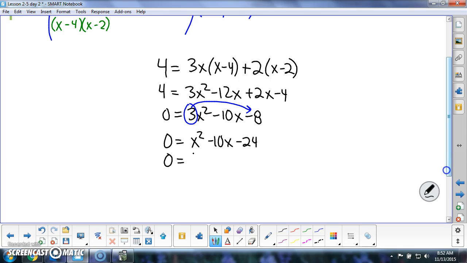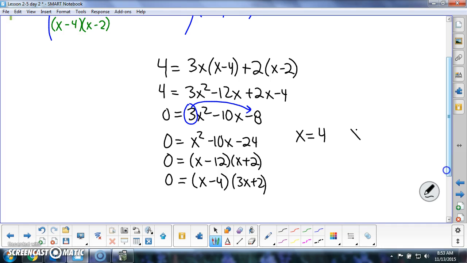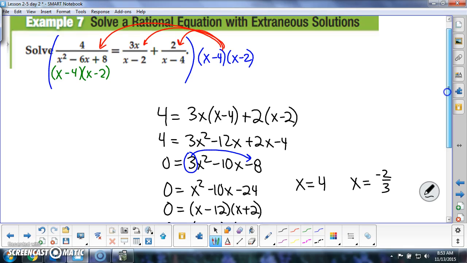This factors into x minus 12, x plus 2. Now you got to make up for sending the 3 to the back by dividing these both by 3. So we get x minus 4, and then this goes to 3x plus 2. So our 2 solutions would be positive 4 and negative 2/3. But I'm guessing one of these is extraneous.